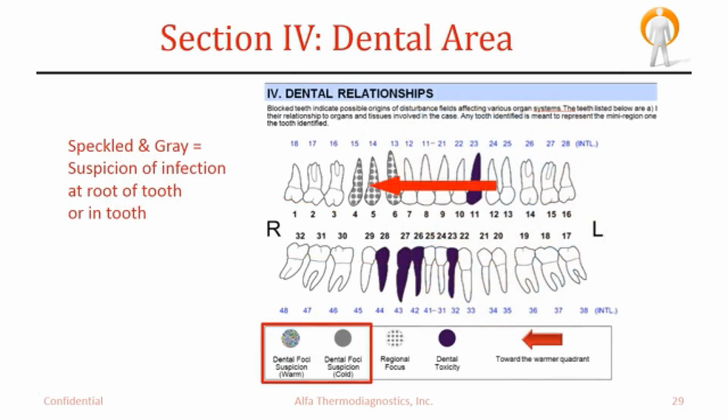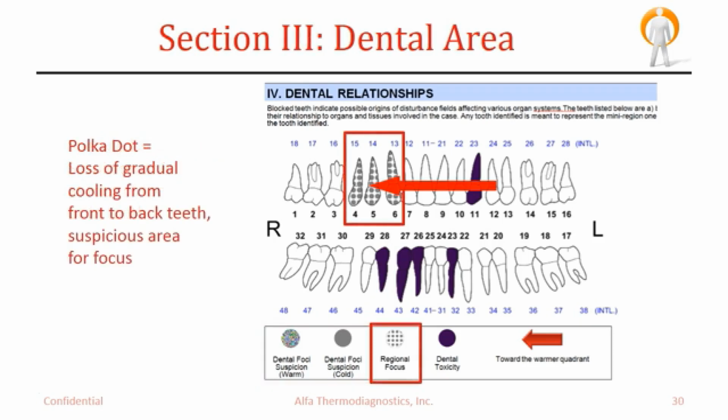As we see this, there are 4 different indicators for the teeth. One is this speckled look, which she has none of, and this means that there could be an infection in the root or in the tooth region. There's none that are reflected here in either this gray or speckled.